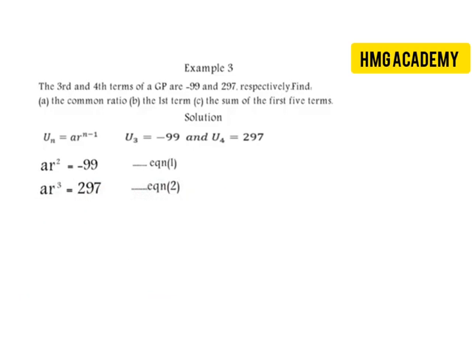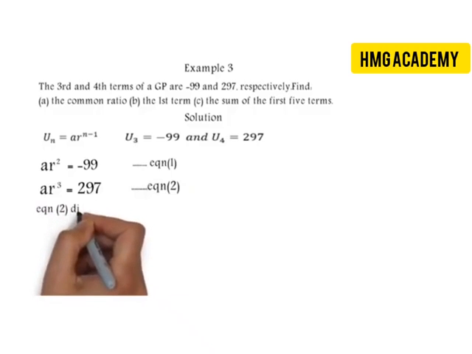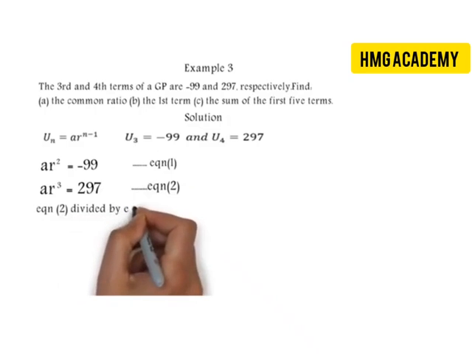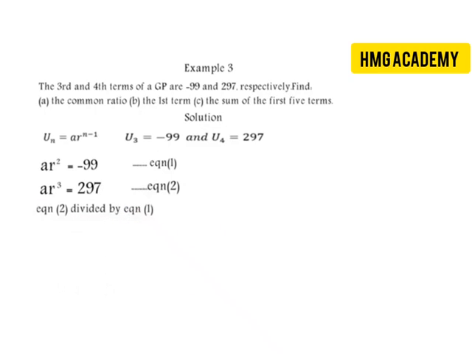So we are going to first get our common ratio, and we are going to do that by dividing equation 2 by equation 1. So we have ar raised to power 3 divided by ar raised to power 2 is equal to 297 divided by minus 99. And when we simplify that, we have our r to be equal to minus 3. So our common ratio is minus 3.